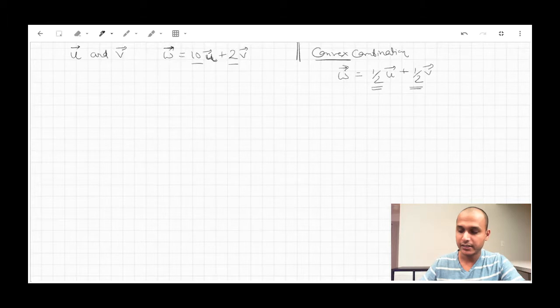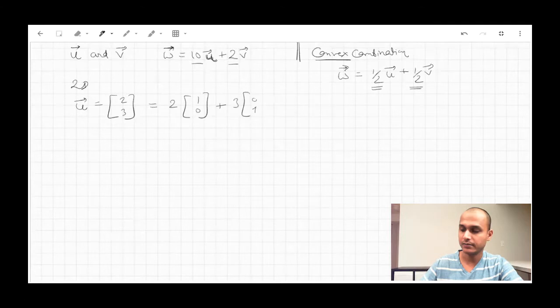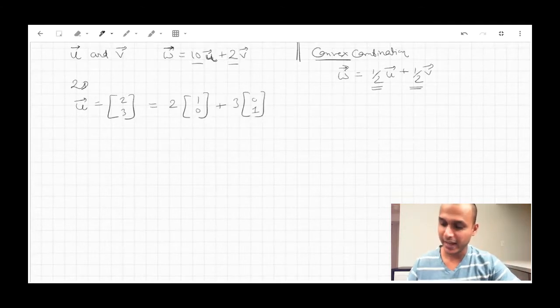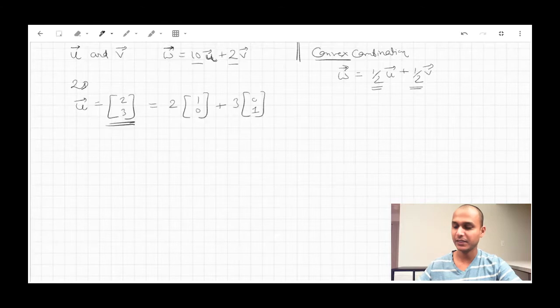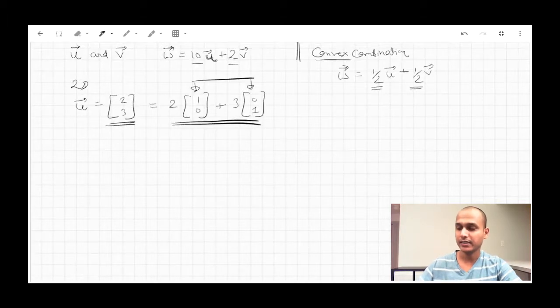So if you think of a generic vector in 2 dimensions, let's say a vector u which is 2, 3, then this vector can be written as a linear combination of two vectors: 2 times (1, 0) plus 3 times (0, 1). So I back-substituted things. I was given this vector, but I just said that it is nothing but a linear combination of these two vectors. And these two vectors are called basis vectors, and I'll explain in a moment why they're called basis vectors.